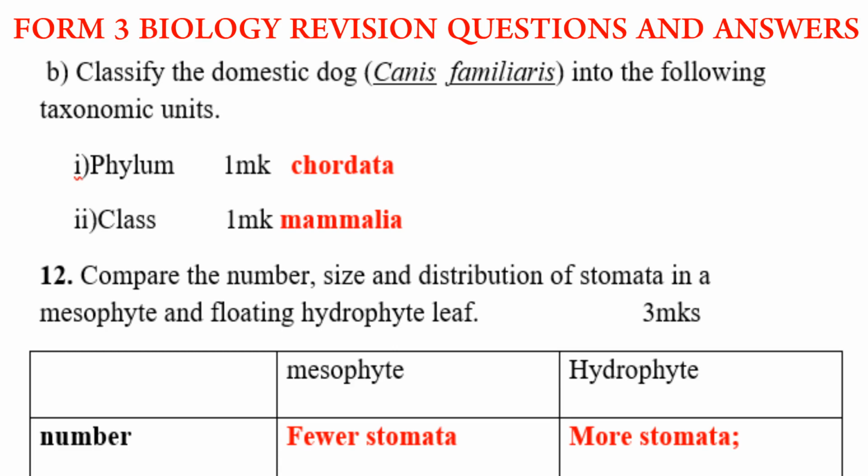Question number 1. Classify the domestic dog Canis familiaris into the following taxonomic units. Phylum, it belongs to Chordata. Class, it belongs to Mammalia.